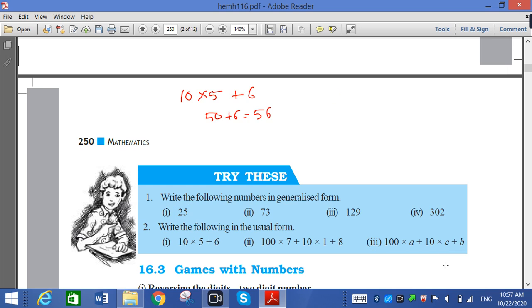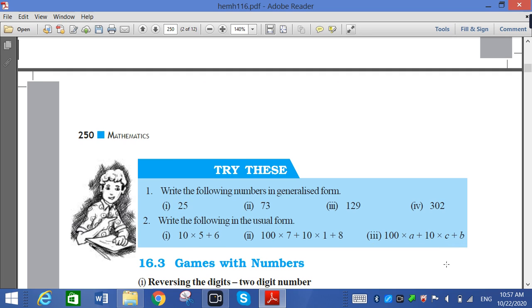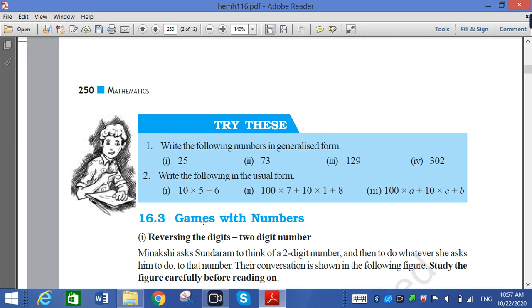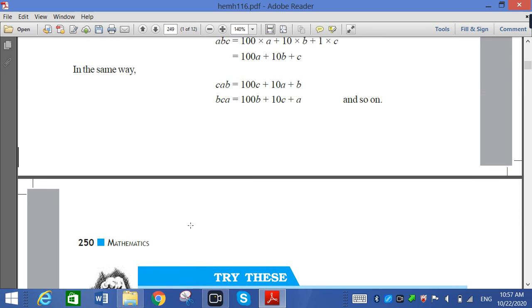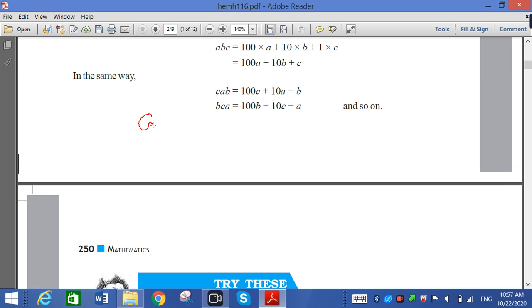So that is the try that I have completed. Now the game with numbers for 2-digit numbers. That is important for us. I am explaining it here because we have a game for 2-digit numbers.